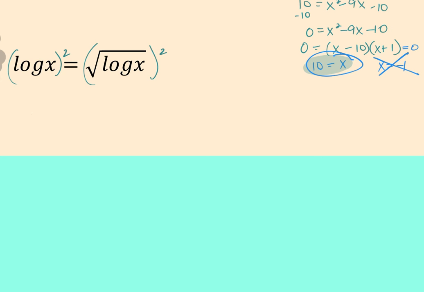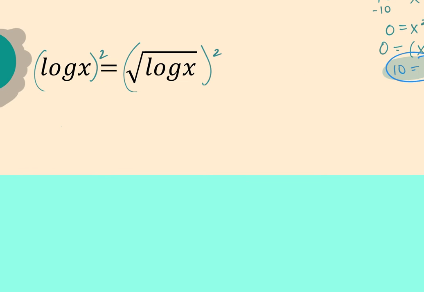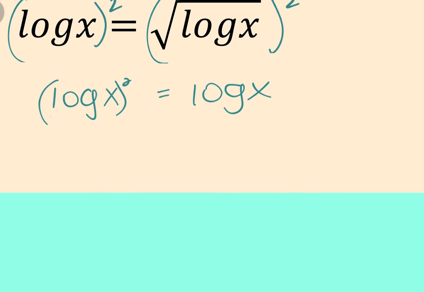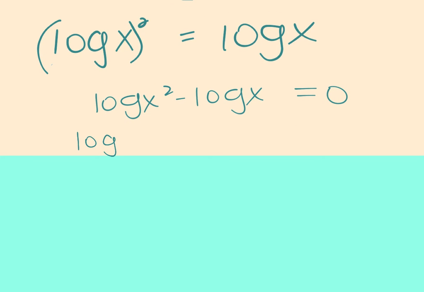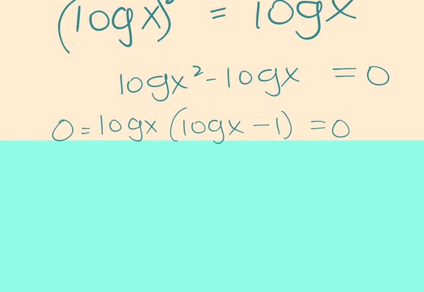And you could have done that when it was raised to the 1/2. You could have done it then too because it'd still get rid of it. So now I've got log x squared, the whole thing is squared, equals log of x. Now I've got a squared and a non-squared, right? So what do I do here? I can push them both to the same side. Putting the 2 to the front would work, but then you can't pull out the log. So if I pull them both to one side, log of x squared minus log of x, now I can actually take out a log and I'd get log of x minus 1. And then you can split and solve this.